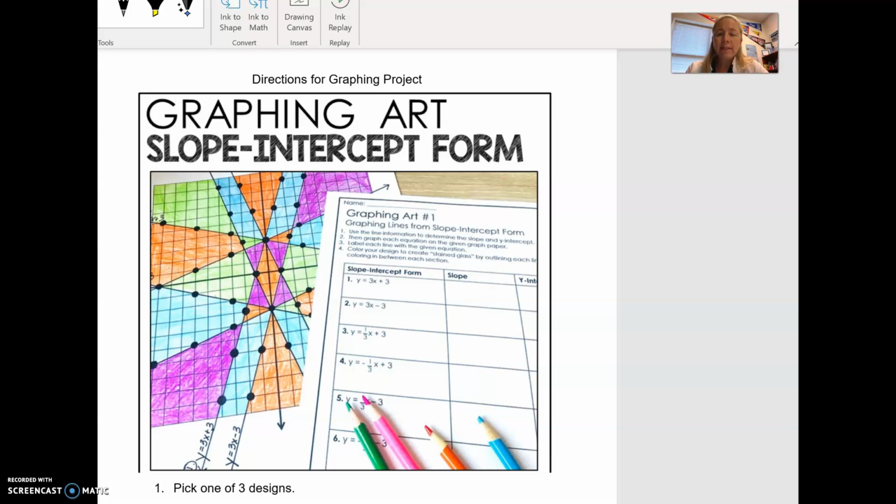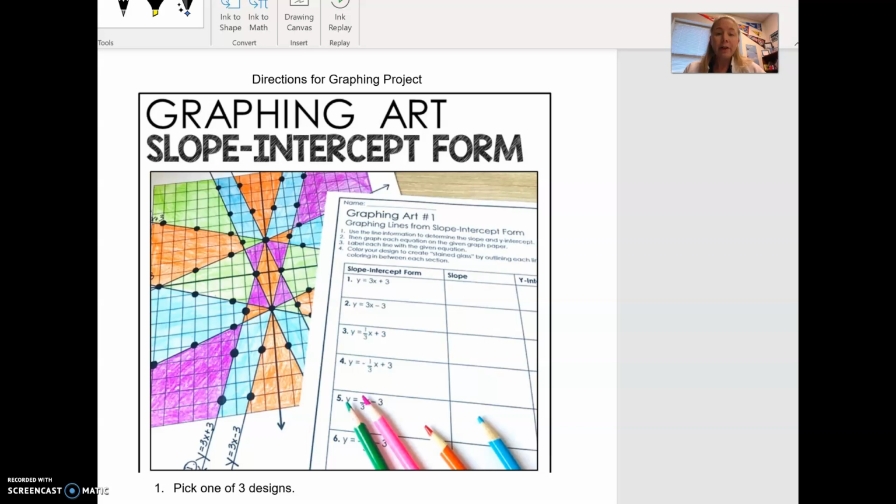So this is kind of a demo recording. I'm going to go over the directions for the graphing project and also go through an example so you can see what I'm looking for. Remember, this is an assessment grade, just like we would take a test. So it is important that you complete the assignment and turn it in on time.